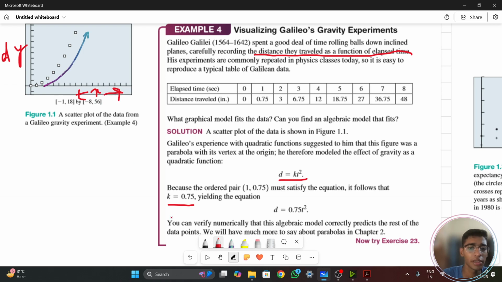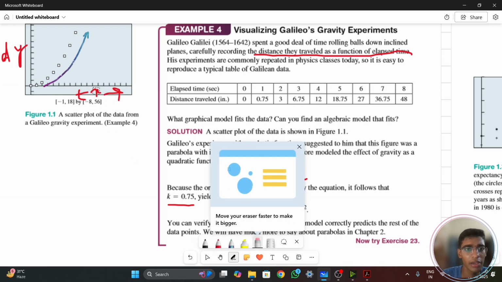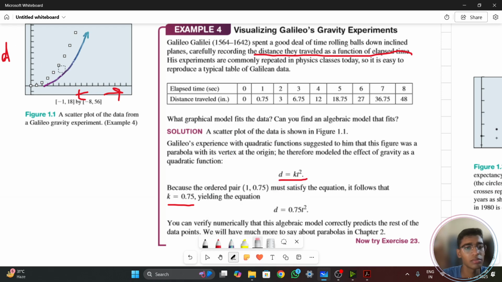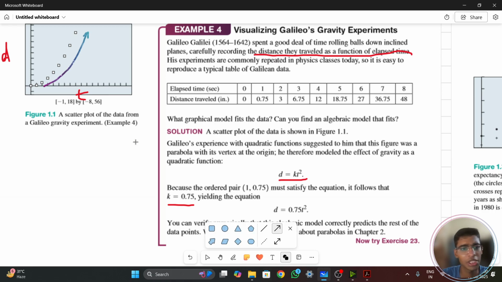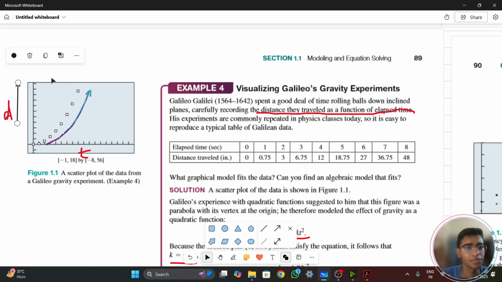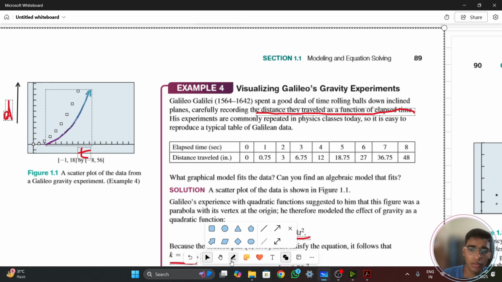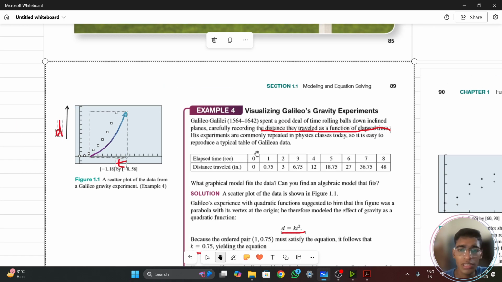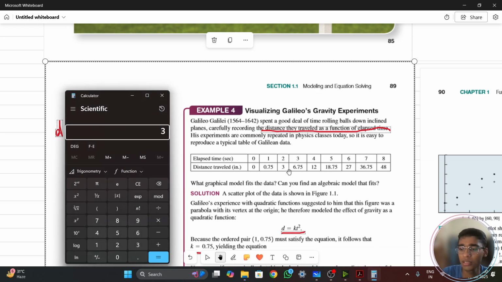Let me just find my eraser so that I can rub this out and make it more clear. Here the time t is going, and here your distance is increasing in this graph. So you know these things which are given. You see that at 0 seconds it's 0, at 1 second it's 0.75, at 2 seconds it's 3. So how much change is there? 0.75. If you open a calculator, 3 divided by 0.75 is actually 4.